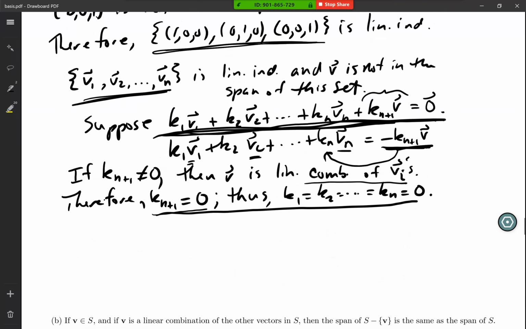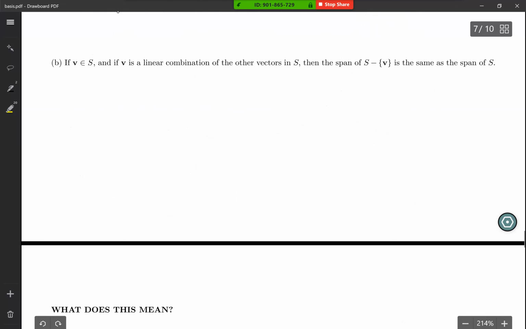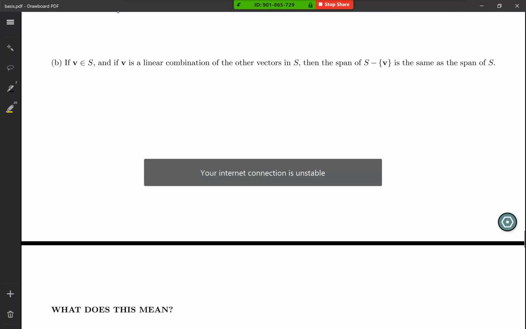Okay, so let's go to the other side of the plus-minus theorem. This is part B here. It says that if you have a vector in S that is a linear combination of other vectors, then you can throw it out and you didn't change the span. Okay, so let's see why that's true.